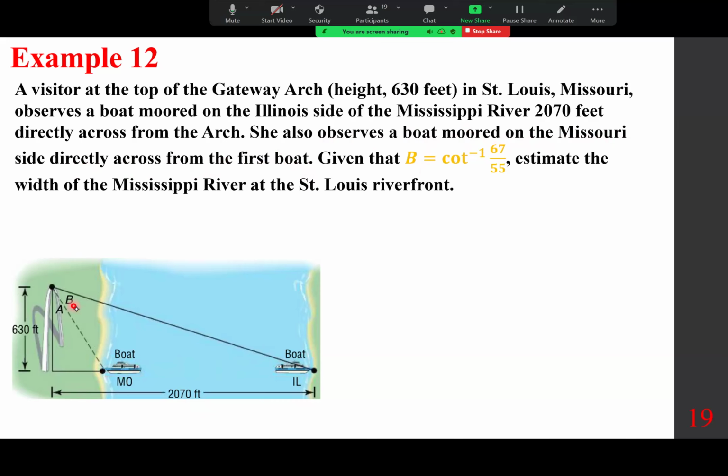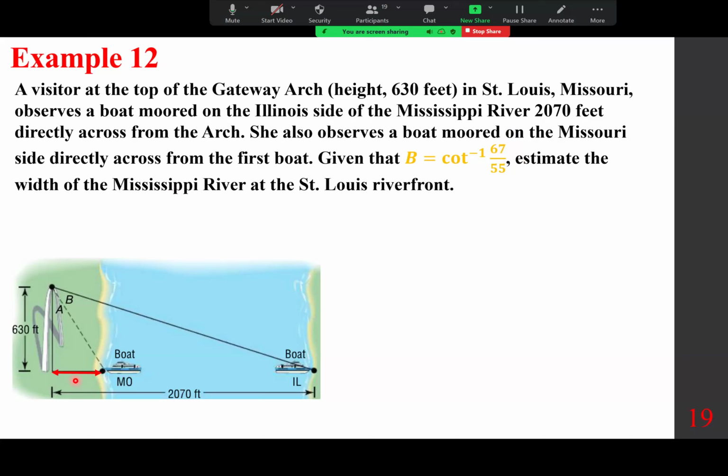Given that the angle B is cotangent inverse of 67 over 55. Please understand, you can put this into a calculator, it gives you an angle. This is an exact answer. When you put in an angle, it's an approximation. And of course, for cotangent inverse, you have to use either tangent or cosine. Because this is positive, you can use tangent, the reciprocal of this number. Otherwise, you have to use cosine. In any event, estimate the width of the Mississippi River at the St. Louis riverfront. So what are we looking for?